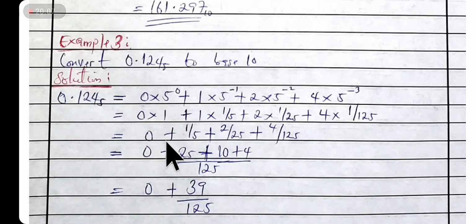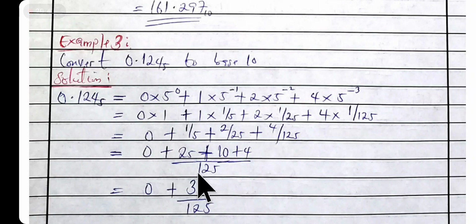So 0 times 1 is 0. You need to multiply by 0, that is 0, plus 1 times 1 all over 5, which is 1 all over 5, plus 2 times 1 all over 25. 2 times 1 is 2, so 2 all over 25. 4 times 1 is 4, so 4 all over 125. Then 0 plus the LCM between 5, 25 and 125 is 125.